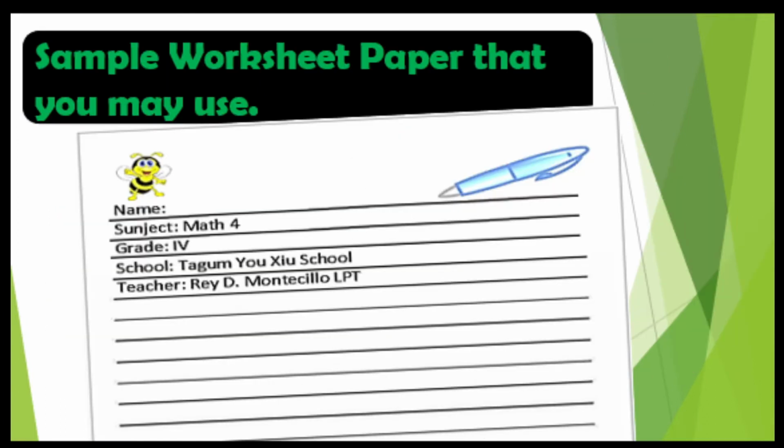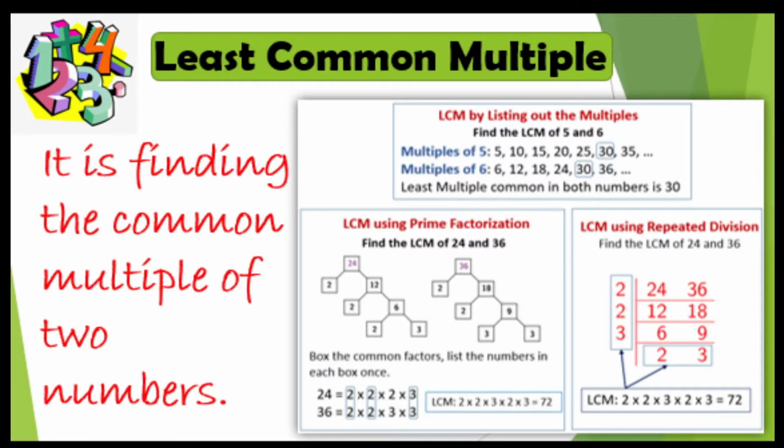This is a sample worksheet paper that you are going to use. For today's lesson class, you will be learning about least common multiple. It is finding the common multiple of two numbers. In finding the common multiple of two numbers, you can use any of the following methods. You have listing method, using prime factorization, and using repeated division.